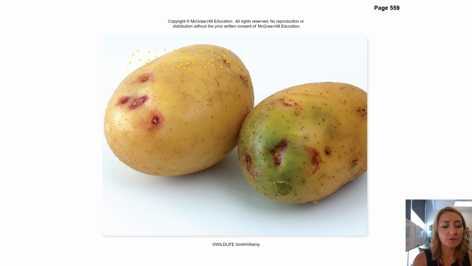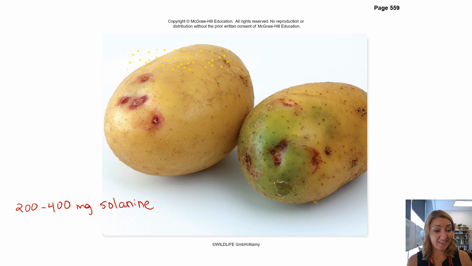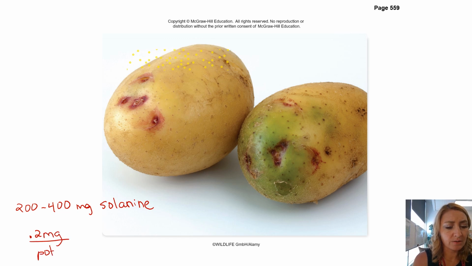So for your average adult, it's going to take anywhere between 200 to 400 milligrams of solanin to be toxic. That doesn't seem like a lot, okay? That's like 2 to 4 grams. It's not very much. So the question then becomes, well, how many milligrams of solanin is in your typical potato? There is about 0.2 milligrams per potato. Oh, I smell a unit conversion coming.